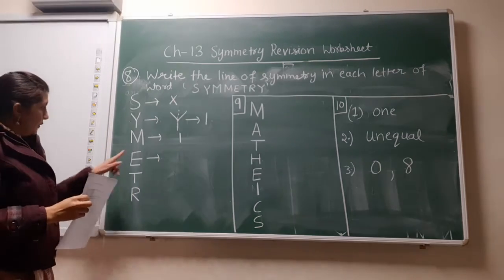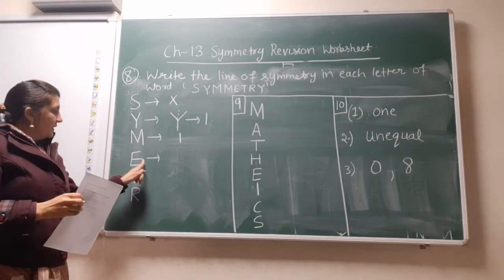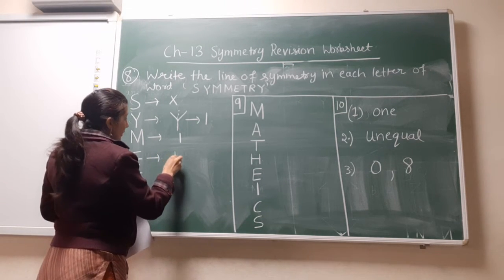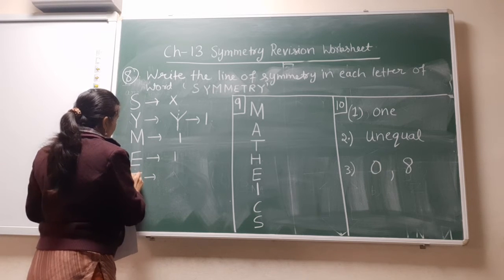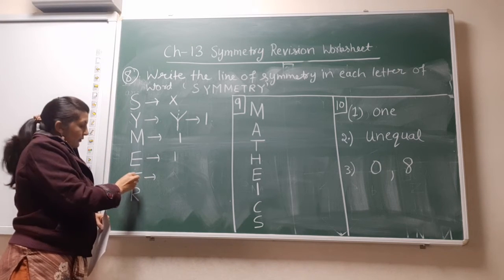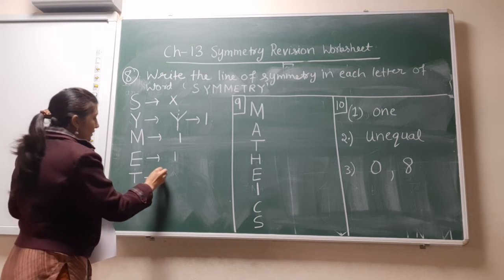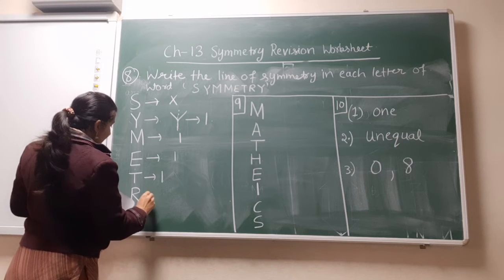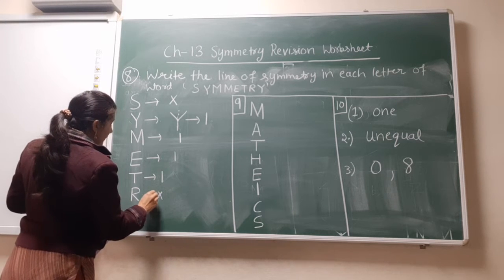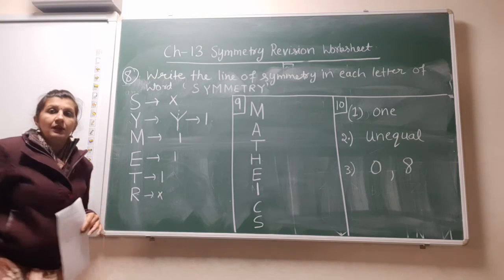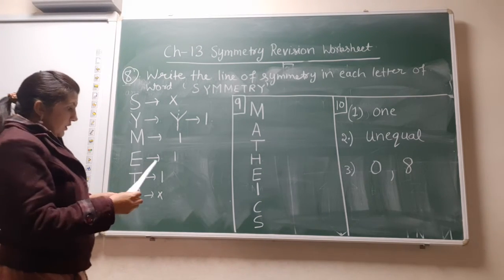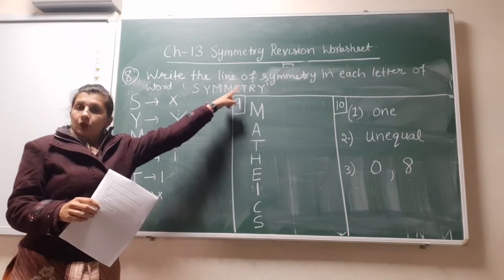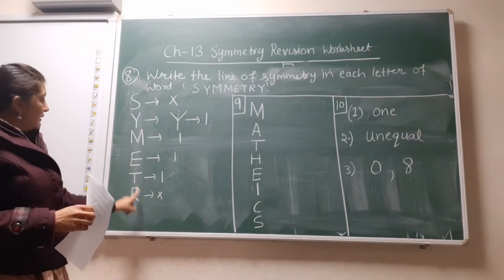E has, if we put the mirror here, no line of symmetry, but if you see from this horizontal side, it has a line of symmetry here, so one line of symmetry. T has the line of symmetry from here, but from horizontal there is no line of symmetry, vertical one line of symmetry. R has no line of symmetry, not from horizontal, not from vertical, or from any corner. Now comes Y again. The repeated letter we have not written, we have just written the letter once.